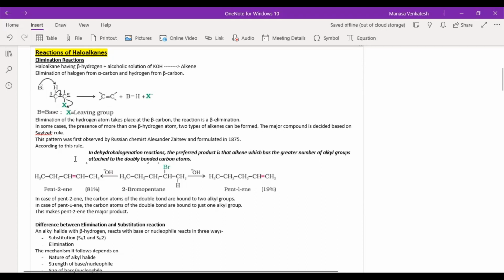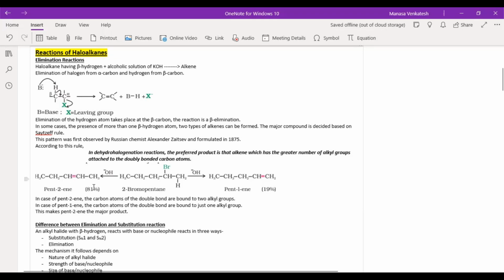Zaitsev's rule was given by the chemist Alexander Zaitsev, and he formulated this rule in the year 1875. Now, look at this reaction. You have two beta carbon atoms, this one and this one. So it can either attack at this position or this position. When it attacked at this position and the double bond was here, this is the product formed, and notice it's only 19%. Whereas when it attacked on the left, it formed a major product of 81%.